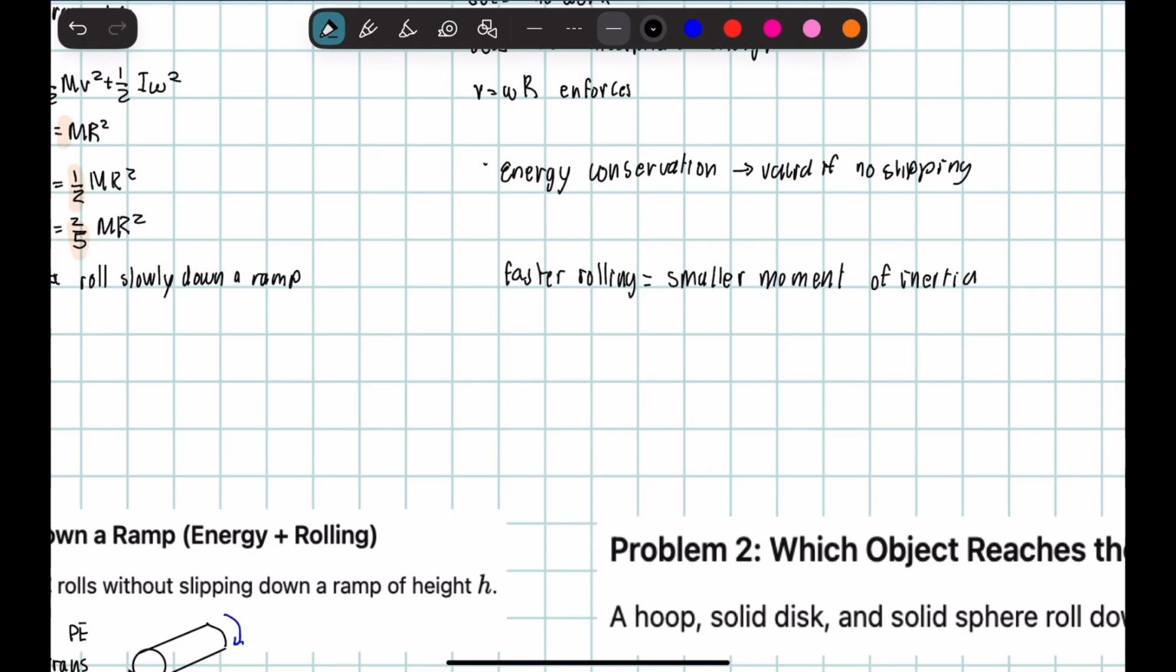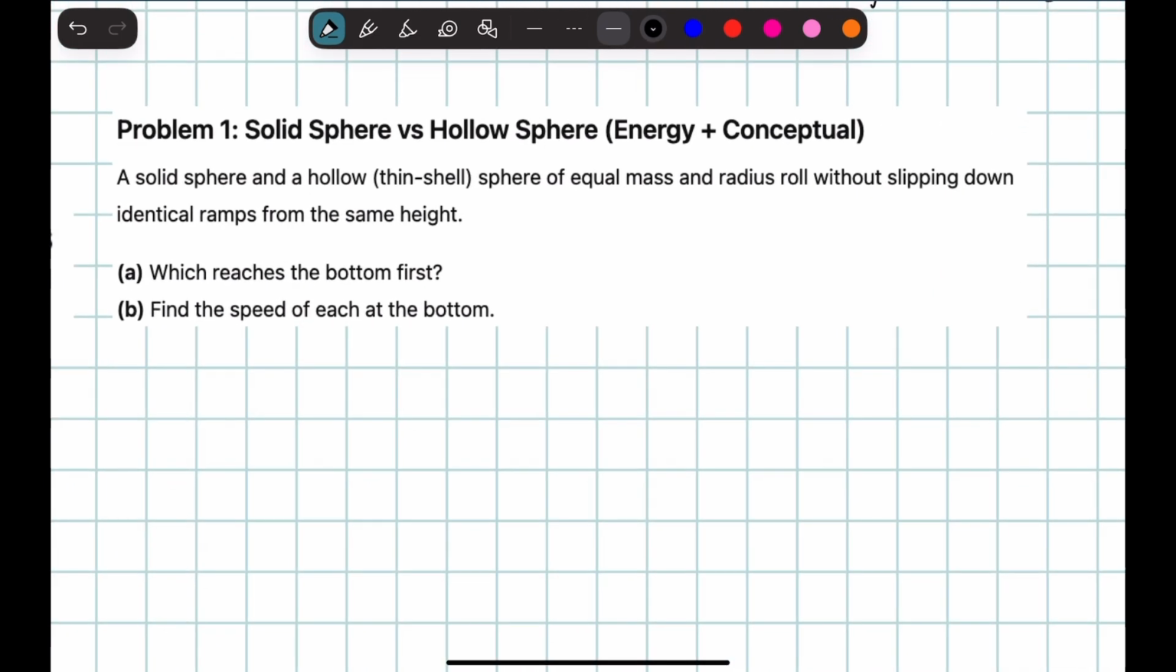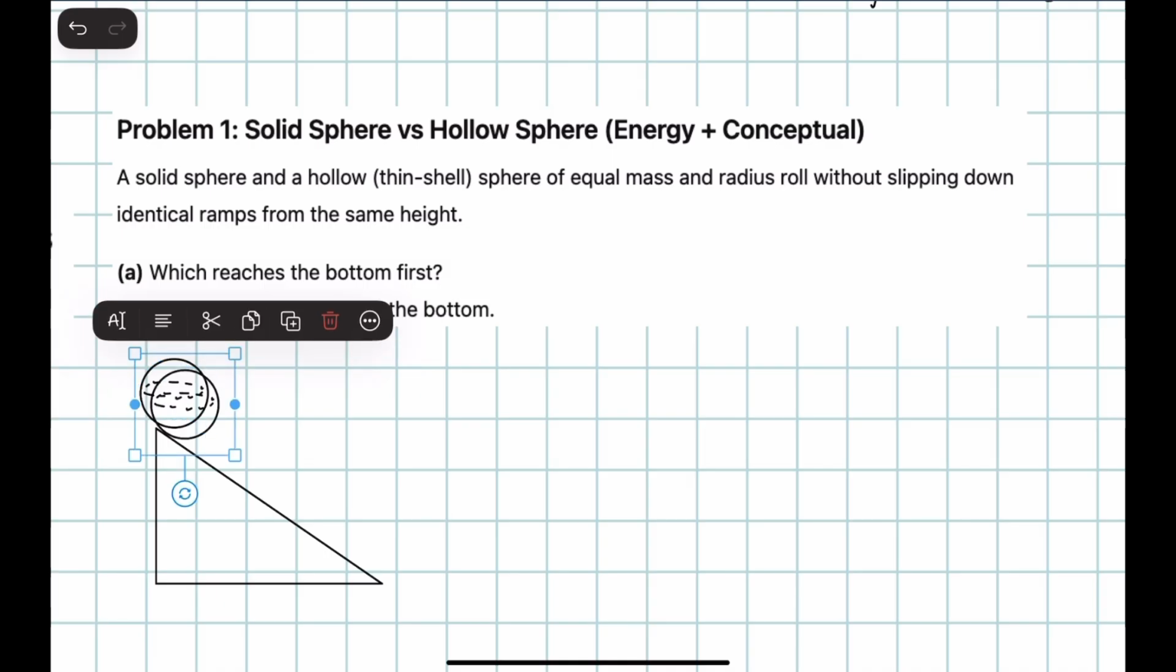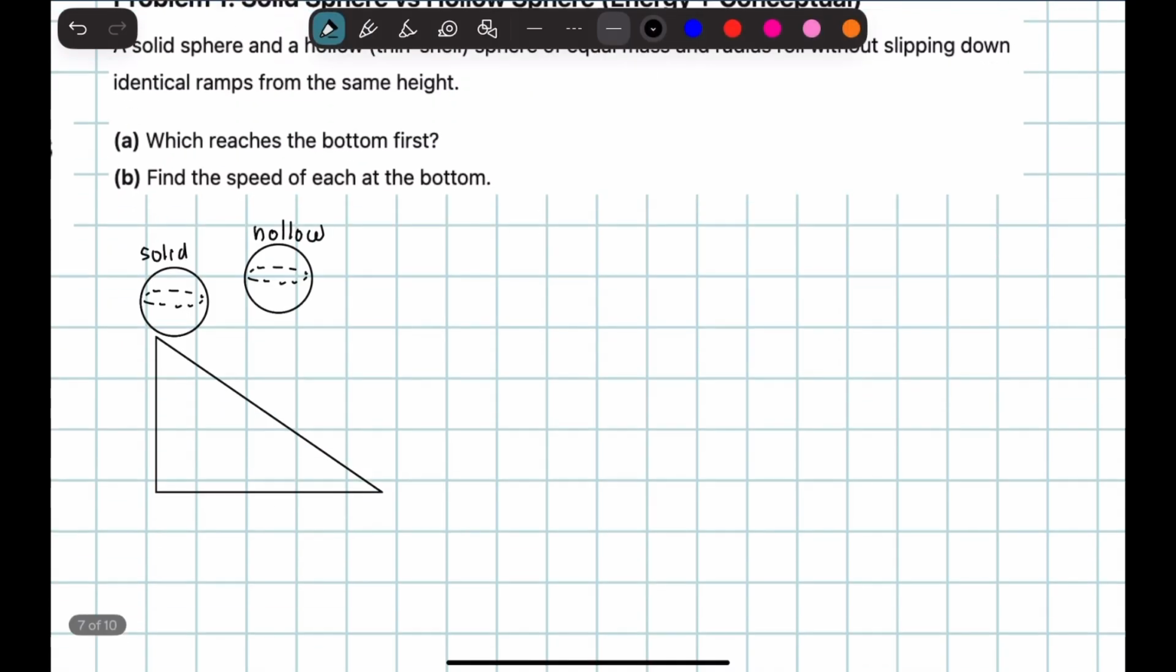Now let's move on to another question. A solid sphere versus a hollow sphere. A solid sphere and a hollow thin sphere of equal mass and radius roll without slipping down identical ramps from the same height. Which one reaches the bottom first? So we have a first sphere here, and then we have a second sphere. We're going to label this one solid, and this one is going to be the hollow one. Which one's going to reach the bottom first?